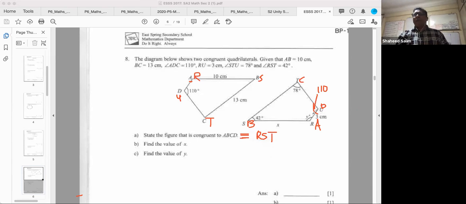So how to find? Very easy lah. 360 minus 42 minus 78 minus 110, you get 130 degrees. Don't be overconfident, okay?